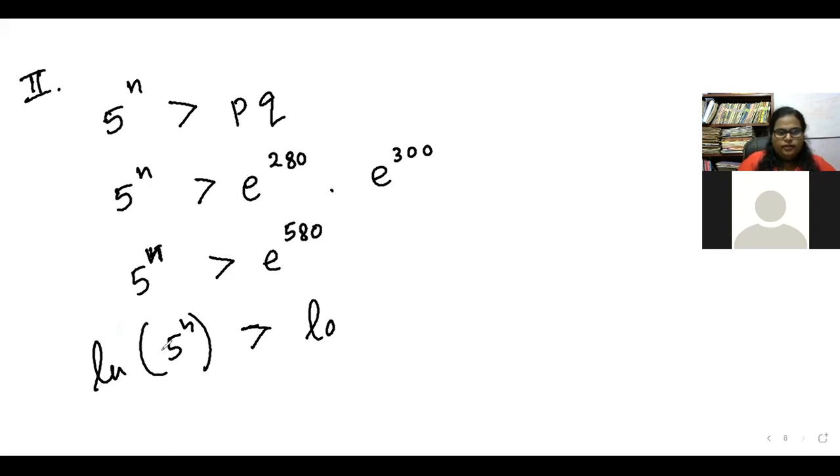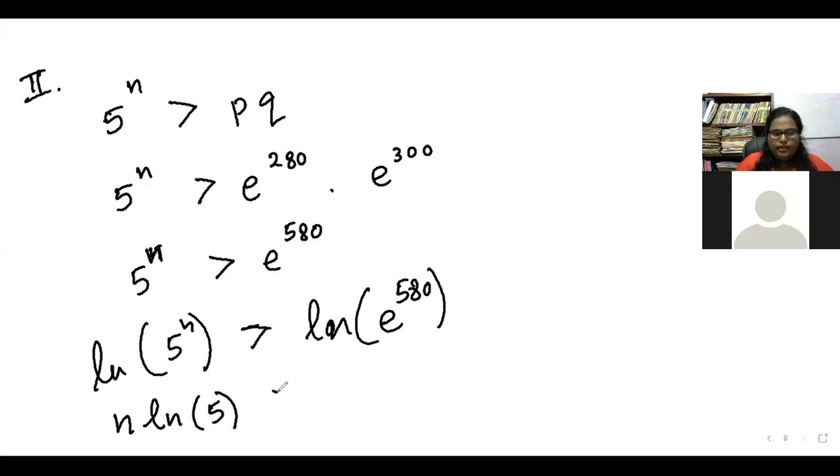ln 5 to the power n greater than ln e to the power 580. Here I'm selecting this log function as ln because there is an e function. So we can use the same log rules for this one also. That means we can write this as a multiplication like this.